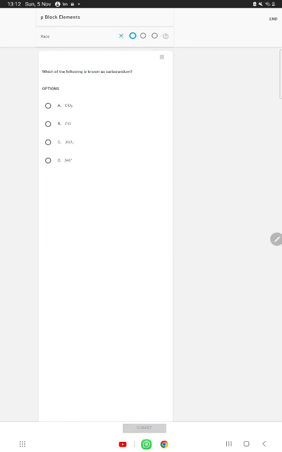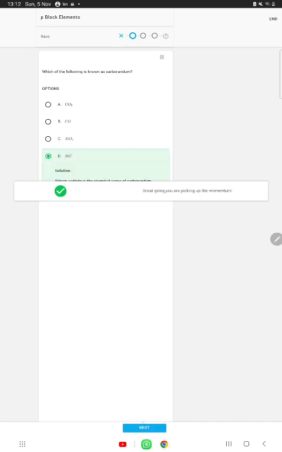Which of the following is known as carborundum? So I think SiC may be known as carborundum. So this becomes correct student. Silicon carbide is the chemical name of carborundum.